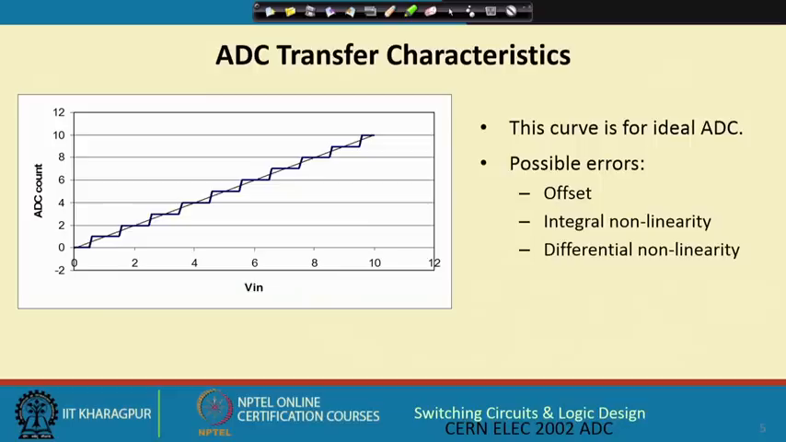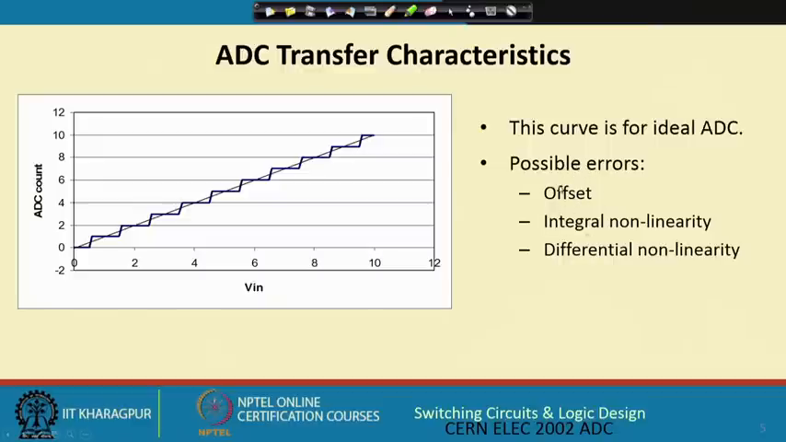Fine. Let us talk about ADC transfer characteristics. For an analog to digital converter, I said that on the input side you have your input voltage, and at the output you are getting a digital word. So ideally it will be a step.